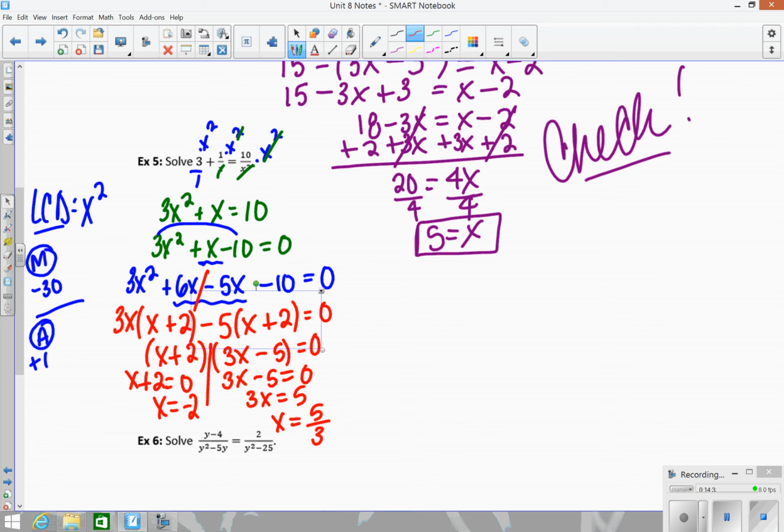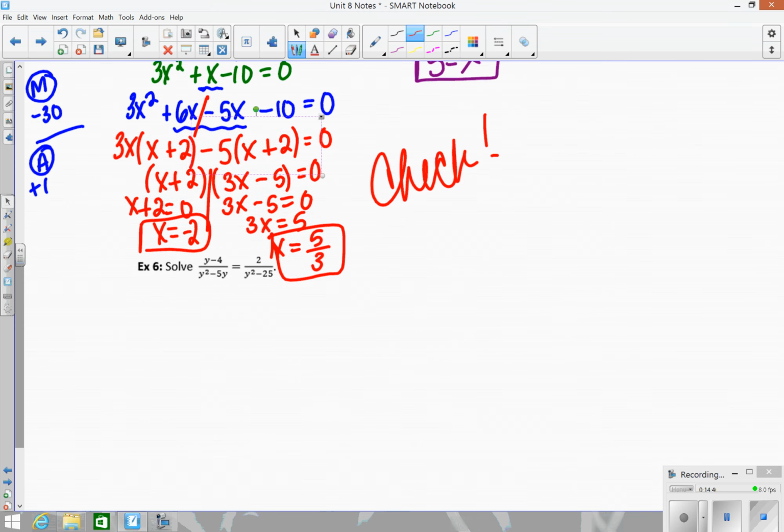So basically you just want to make sure that neither of these solutions would create 0 in the denominator. So you still are doing your check. And they both actually check out. So that means both of them are solutions. So one more like this.